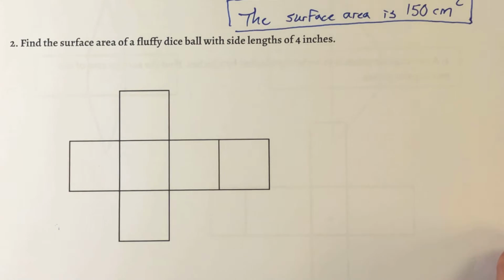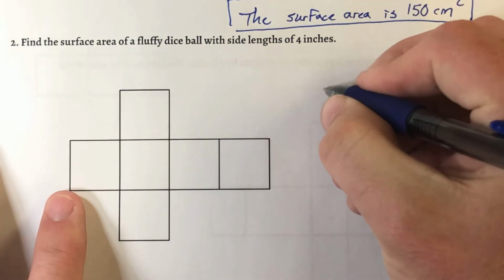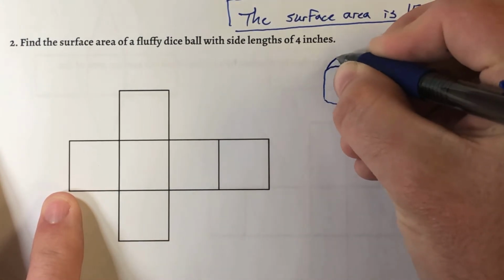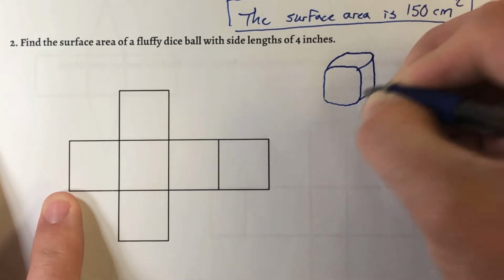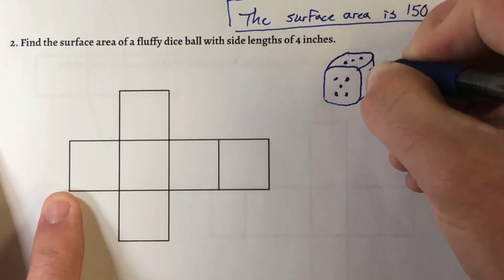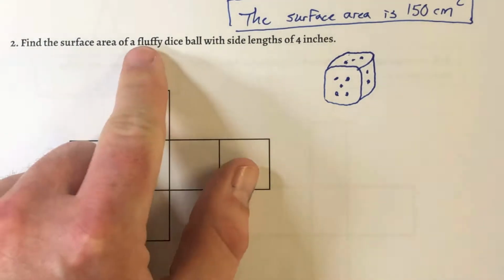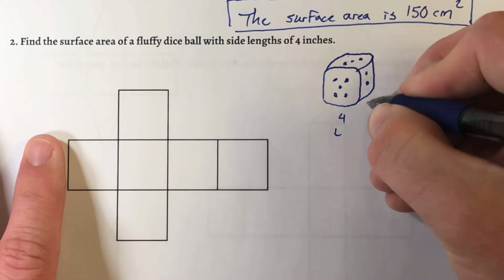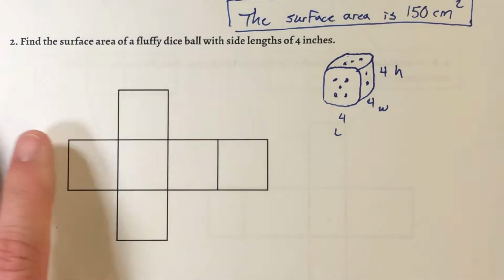So now we're going to find the surface area of a fluffy dice ball with side lengths of 4 inches. So let's pretend we have our fluffy dice ball. Usually hang them from your mirror in your car. So there's our fluffy dice ball. And it says it's got side lengths of 4 inches. So the length is 4, the width is 4, and the height is 4.